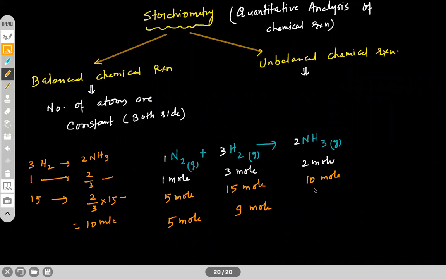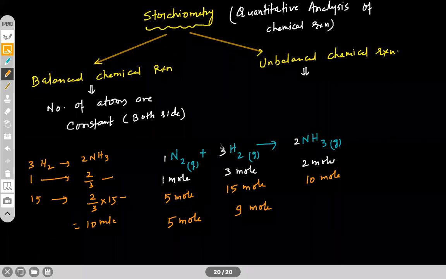Different amounts of product, okay? Why are we getting different values here? Because the given number of moles is not in the ratio of their respective stoichiometric coefficients, right? If the given number of moles is in the ratio of their respective stoichiometric coefficients, then the amount of product will be the same with respect to both reactants.